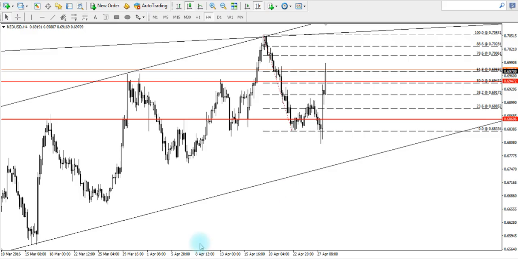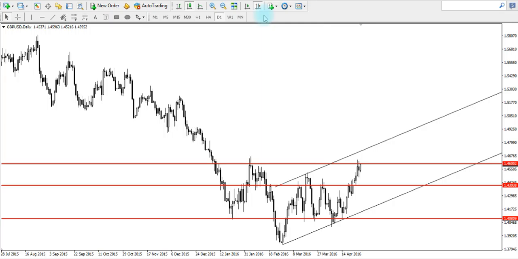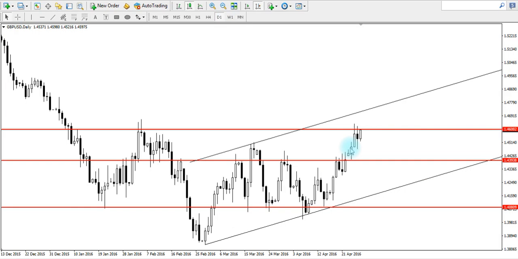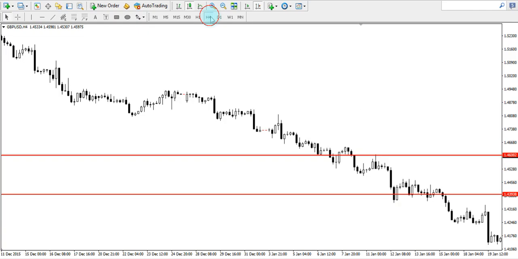Next, we have pound against the US dollar. So on the day one chart itself, we have seen the price has gained and has reached a major resistance at 1.4600. Currently seen resisted with a magic candle yesterday. But what we are seeing right here is the price is attempting to break above 1.4600. So into the 4-hourly charts.